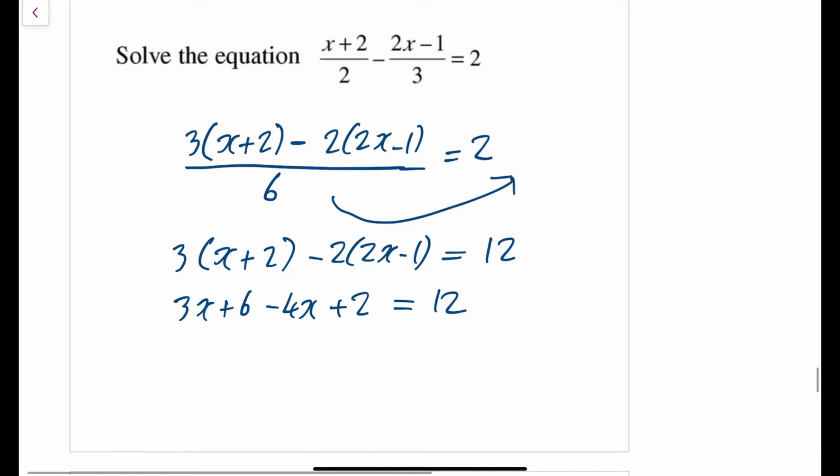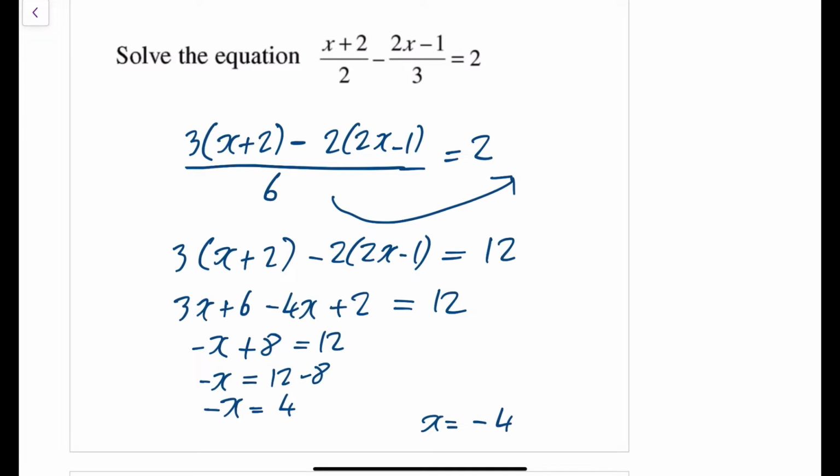Now what we want to do is just tidy up. You have 3x minus 4x, which is just minus x. 6 plus 2, which is 8. And that is still equal to 12. I'll just bring my 8 across. We'll have 12 then minus 8. So you have minus x is equal to 4. And your last line then, x is equal to minus 4.